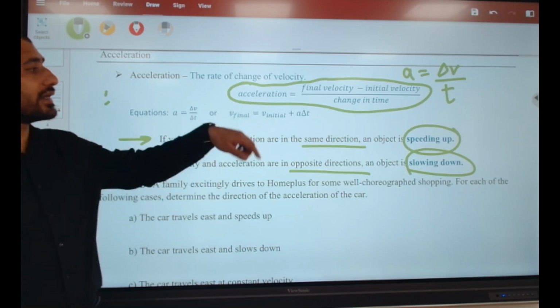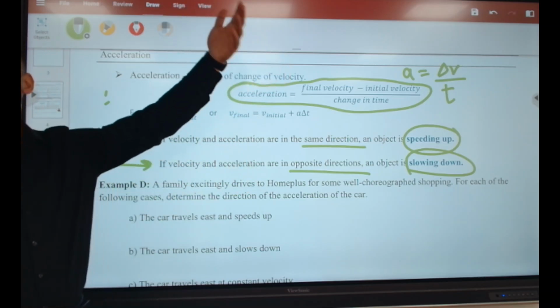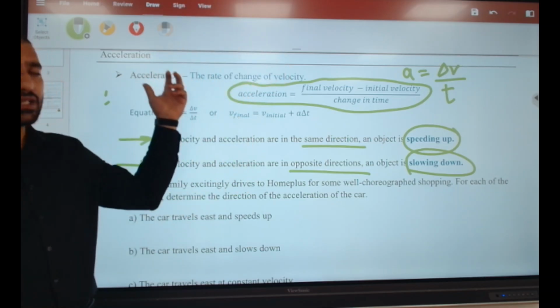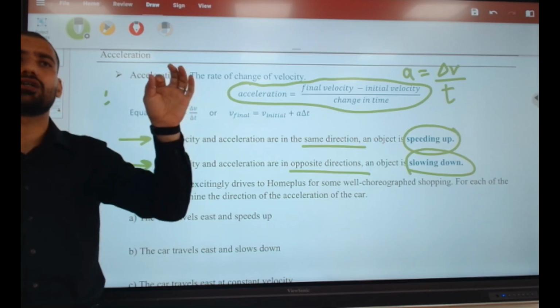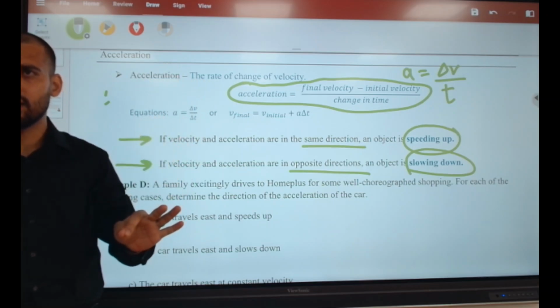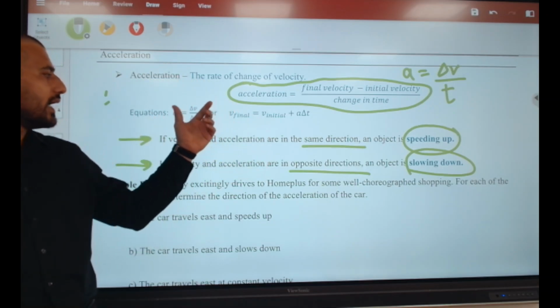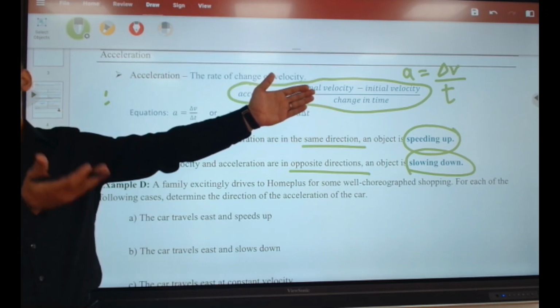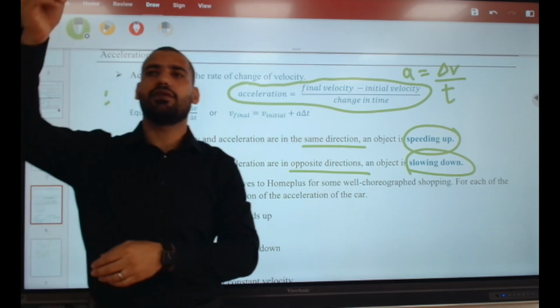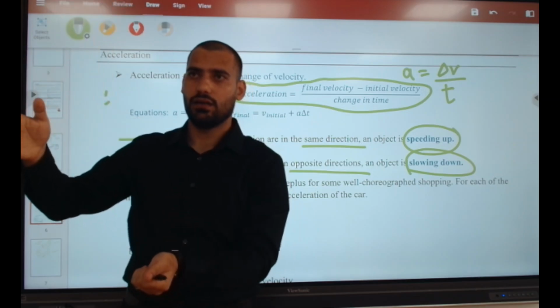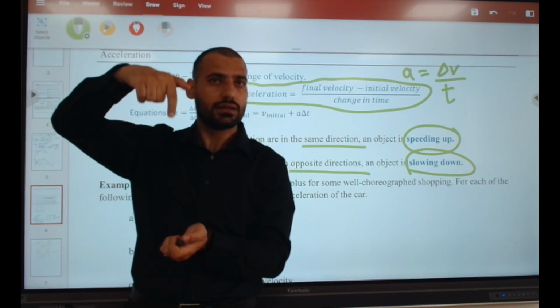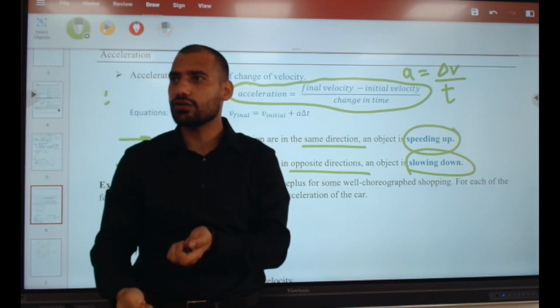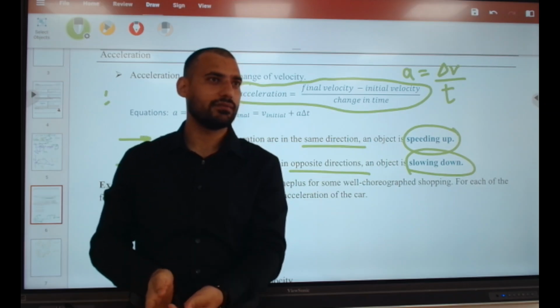Don't take the direction of acceleration if the body is speeding up, then no. Understand, the direction of acceleration is the same as that of change in velocity. Is that clear? And when acceleration and velocity are in the same direction, then definitely speed will increase. For example, I drop this pen. What is the direction of velocity? Down. And acceleration is also? Down. So it is speeding up.